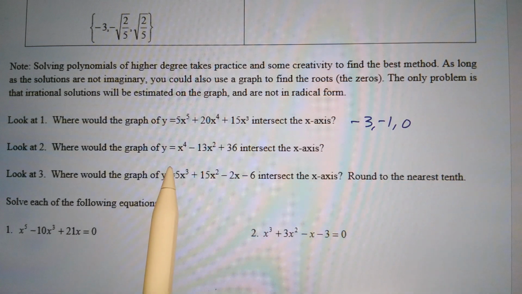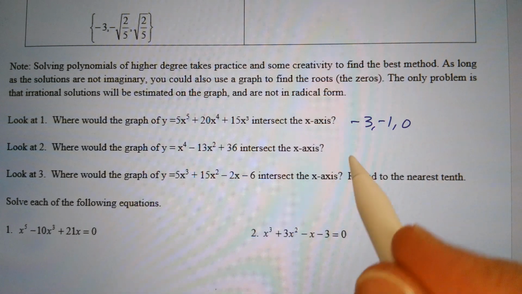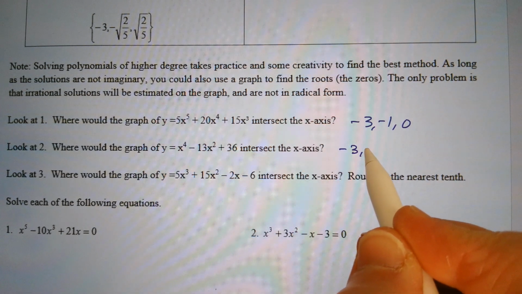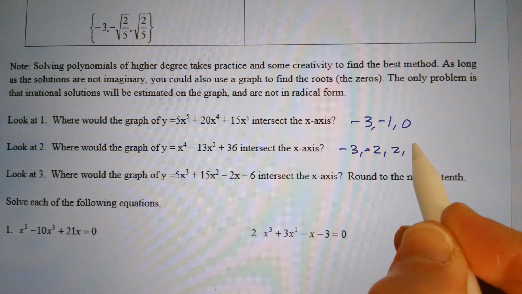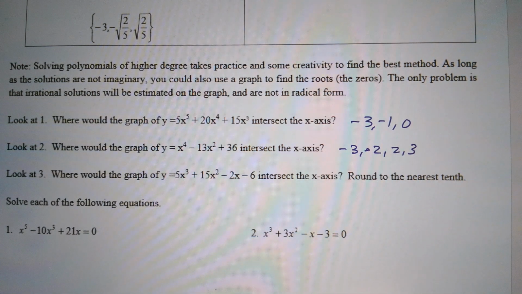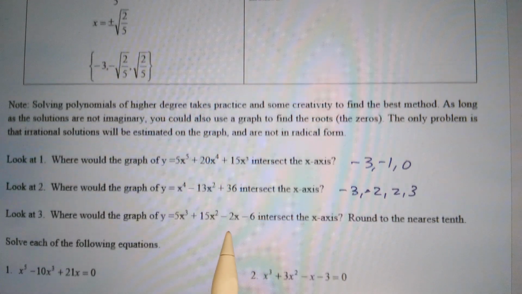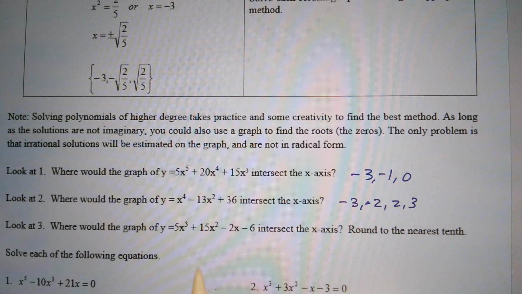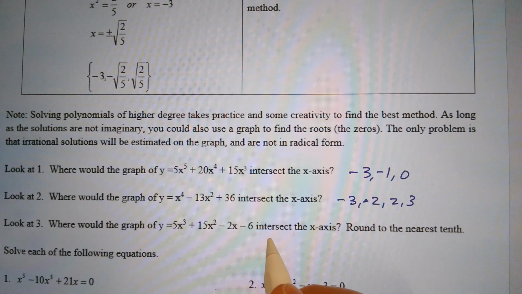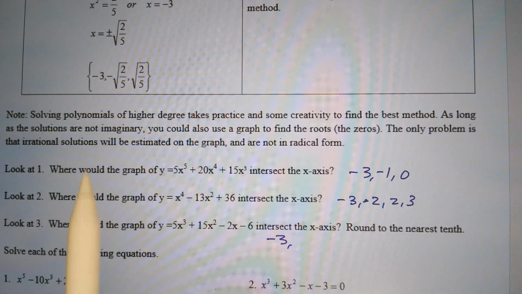Where would the graph of y equals, so this is from the second example, it would intersect at -3, -2, 2, and 3. And the graph of y equals 5x to the 3rd plus 15x squared minus 2x minus 6 would intersect the x-axis at -3.